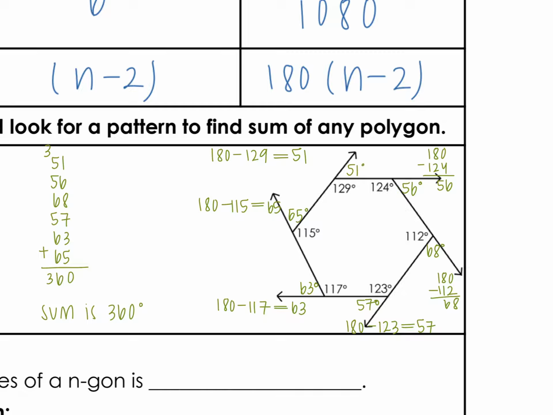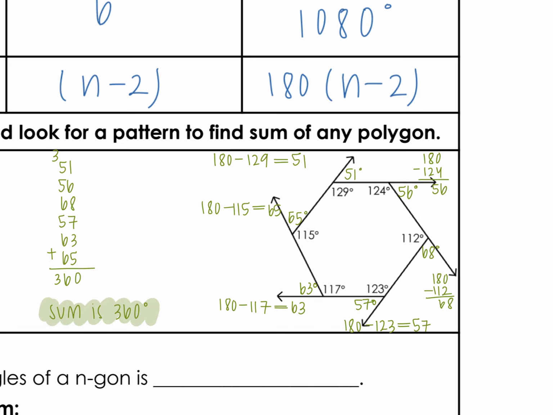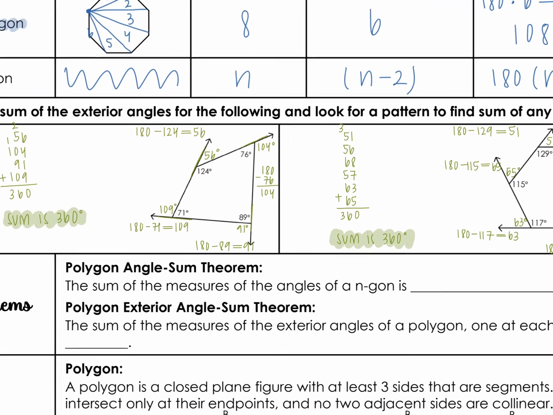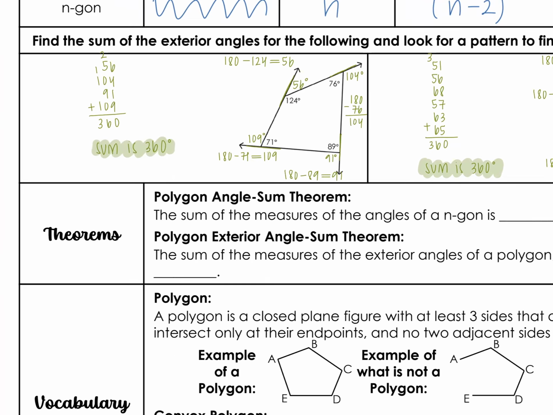So we've kind of noticed a pattern here based off those two. You can do more, but you will then realize that the sum of your exterior angles will always be 360 degrees. Okay, so let's come down here and let's fill in these theorems.